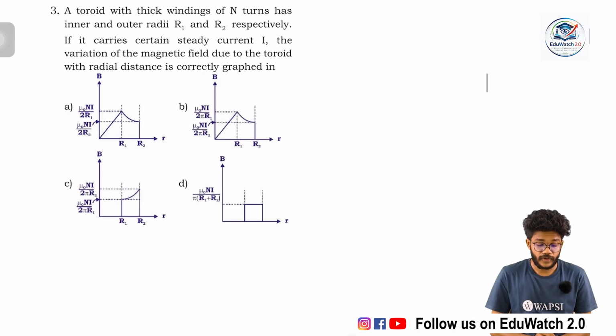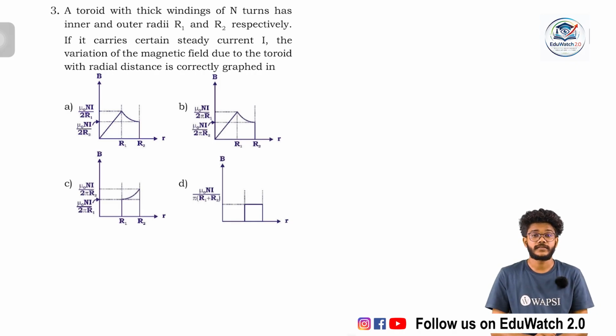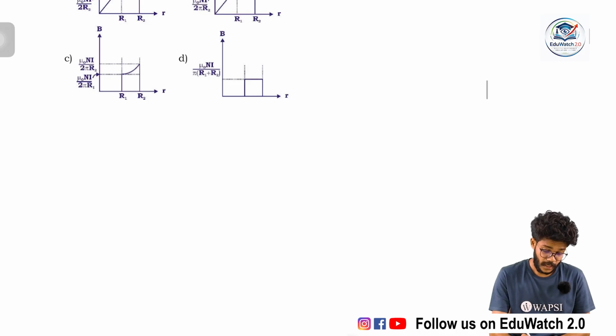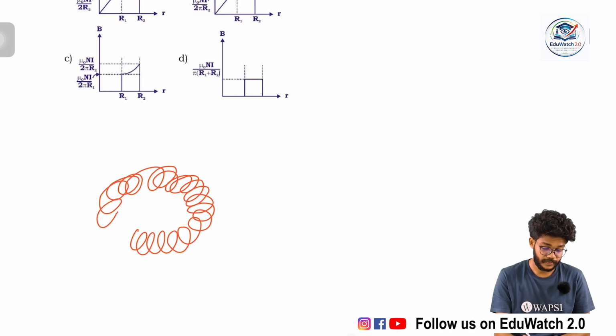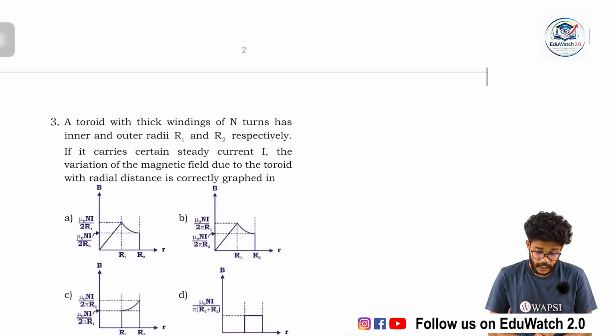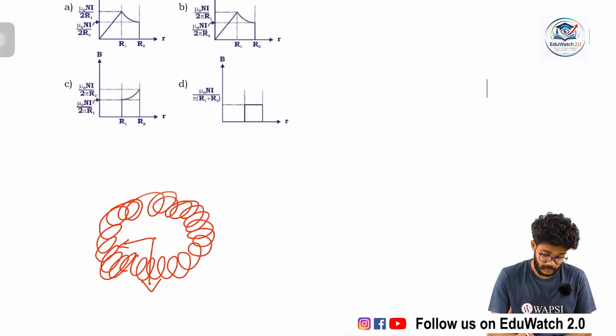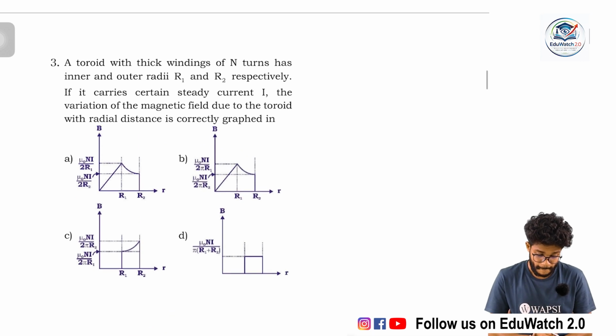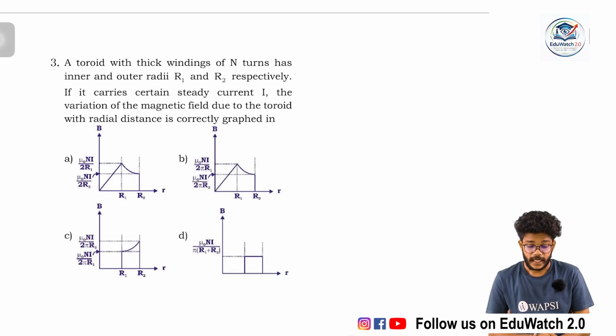A toroid with a thick winding of n turns. Consider that this is our toroid, with an inner radius and an outer radius. Inner radius r1, so this is r1 and this is r2. If it carries a certain current I, the variation of the magnetic field due to the toroid with the radial distance is correctly graphed in.